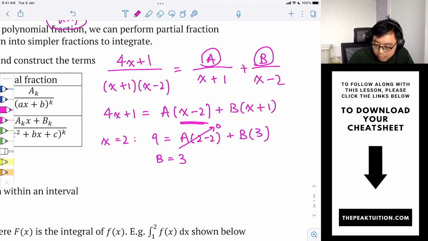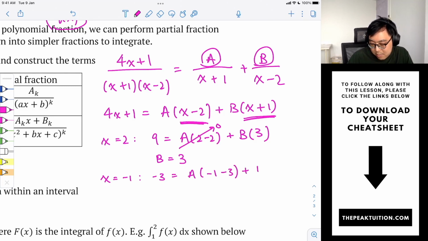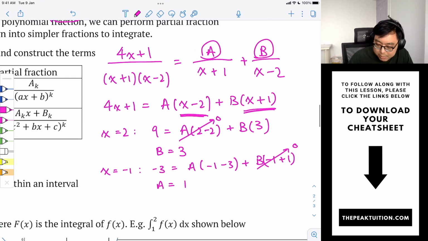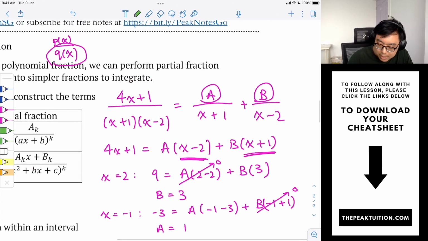We can also choose, we notice that when x is minus 1, x plus 1 is 0. So then b will disappear. So we try x equals minus 1. Then 4x plus 1 will be minus 3 equals a(minus 1 minus 3) plus b(minus 1 plus 1). This will become 0. As such, we get a equals 1. And so we can substitute these values in. So then this will become 1 and this will become 3.